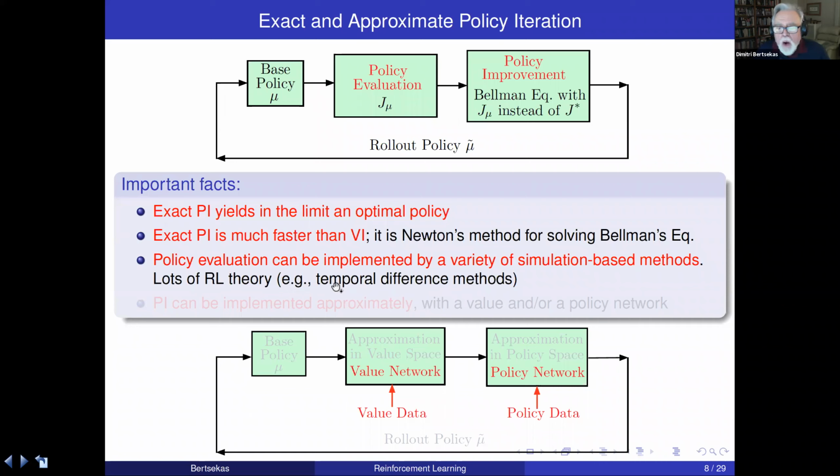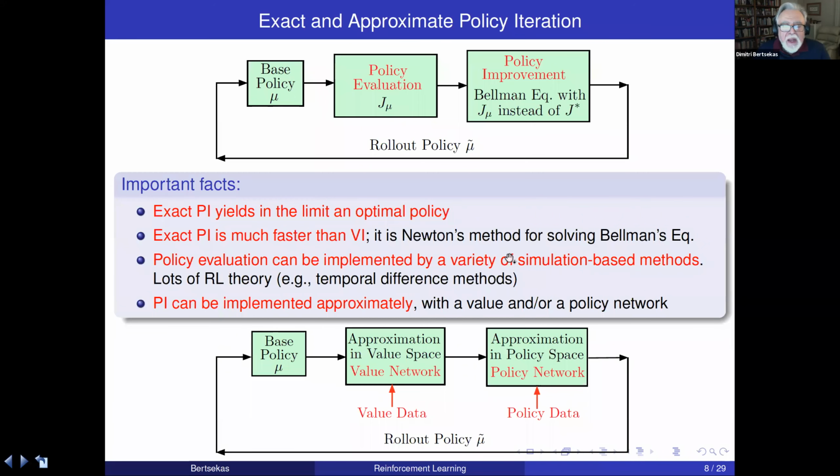And one class of methods which played an important historical role, but we're not going to cover it in this course, is the class of temporal difference methods, TD methods. You'll see a lot of literature about them. These TD methods provide an alternative possibility for doing this policy evaluation, either exactly or approximately using simulation.